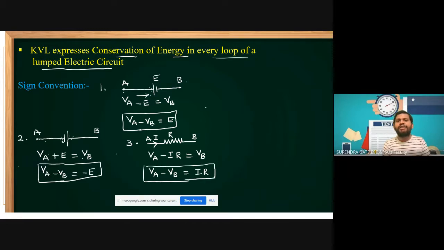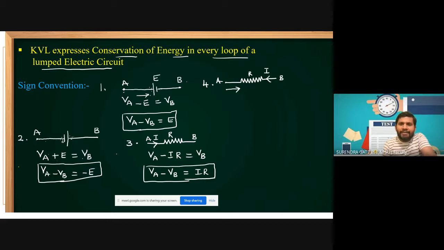This sign convention is very important. One more example I am giving. Students, please concentrate on this. For example, the current direction is given like this. This is A and this is B and this is the resistance. But I am applying the KVL in this direction. Now you tell me how to apply the KVL here.